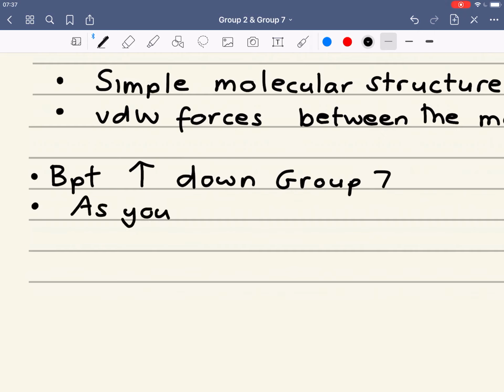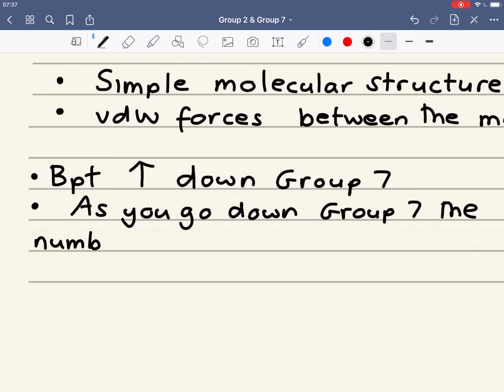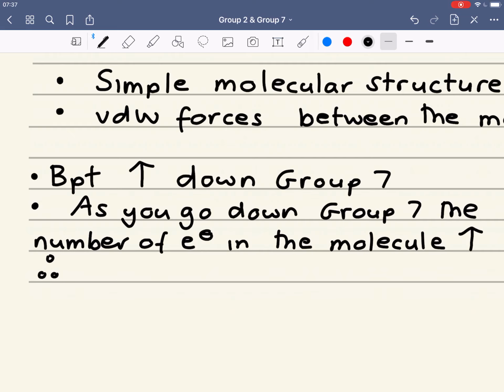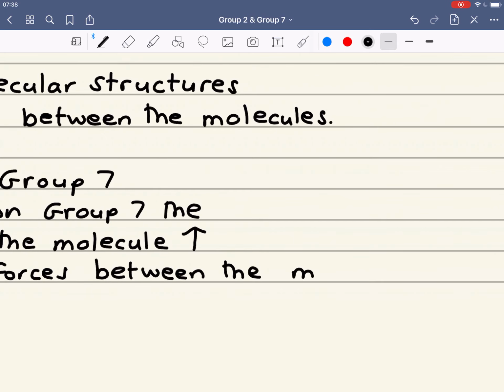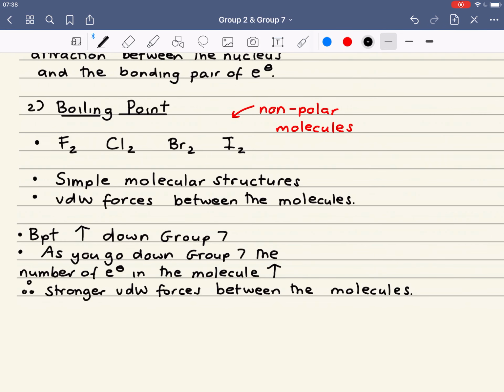So as you go down group 7, the number of electrons in the molecule, it's important, the number of electrons in the molecule increases, therefore stronger van der Waals forces between the molecules. So that there is boiling point.